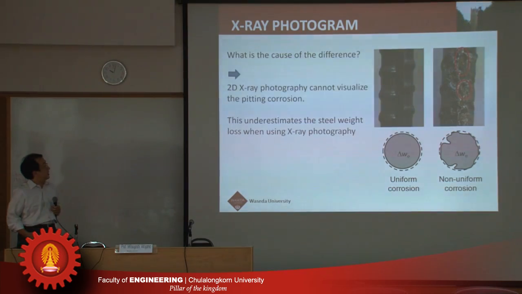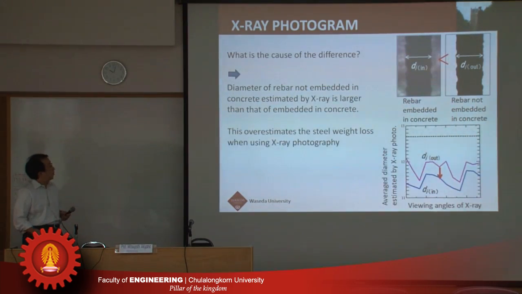But what is the cause of the difference? First, 2D X-ray photography cannot visualize the pitting corrosion. So this underestimates the steel weight loss when using X-ray photogram. Meanwhile, the diameter of rebar not embedded in concrete estimated by X-ray is larger than that of rebar embedded in concrete. So this overestimates the steel weight loss when using X-ray photogram. So we have to improve these problems.